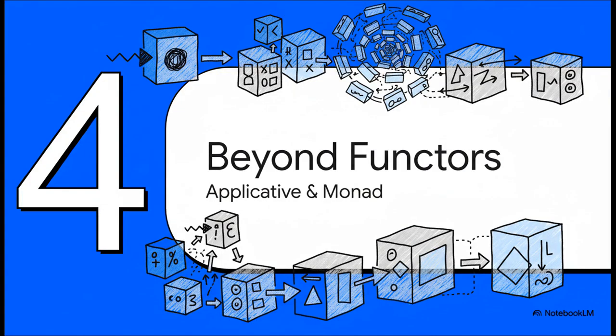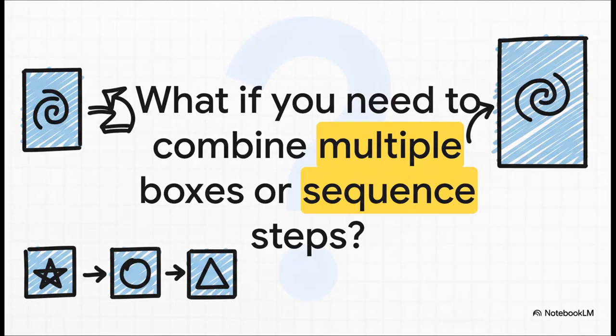Okay, so functors are great for applying one function to one value inside one box. But what happens when things get more complicated? This is what takes us beyond functors and into the world of applicatives and monads. So here's the question that pushes us forward. What if you have values in multiple different boxes and you need to combine them somehow? Or what if the next thing you need to do depends entirely on the result you got from the previous step? Well, map by itself just can't handle that.